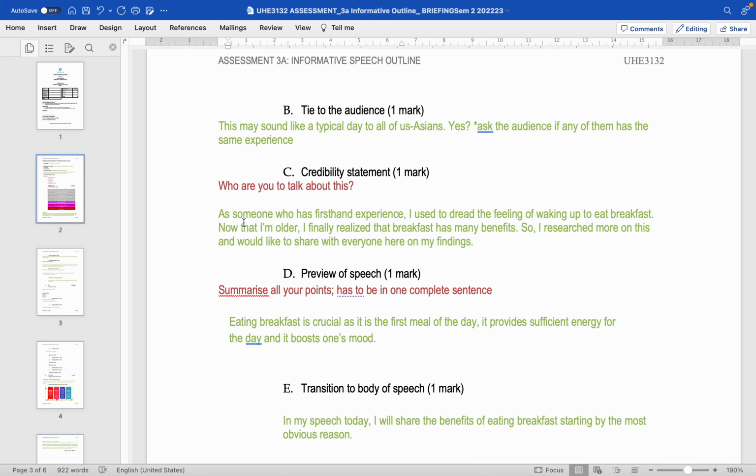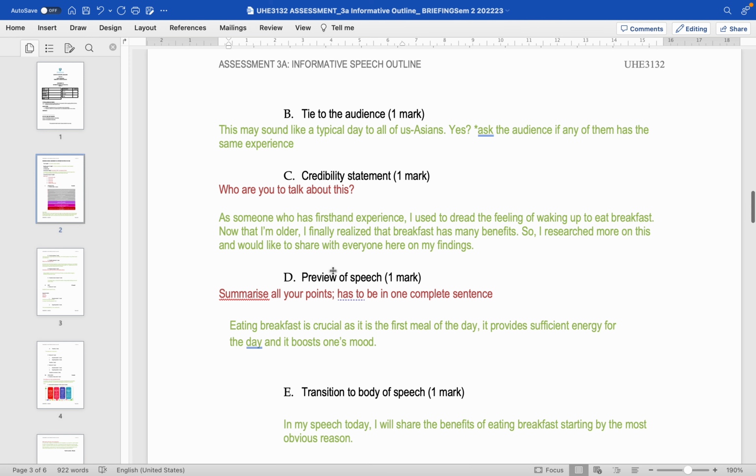As someone who has first-hand experience, I used to dread the feeling of waking up to eat breakfast. Now that I'm older, I finally realized that breakfast has many benefits. So I researched more on this and would like to share with everyone here my findings. So this is how you gain your audience's trust, your credibility, who you are to talk about this topic. So that is this.